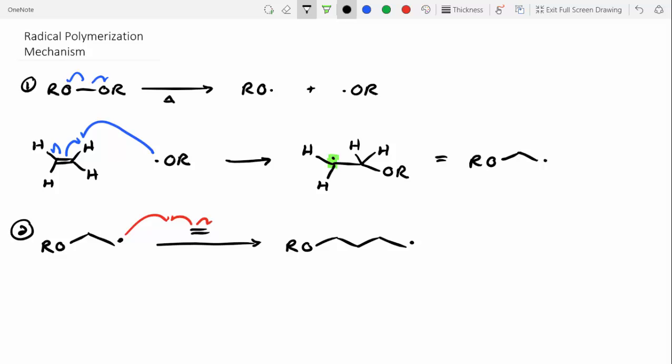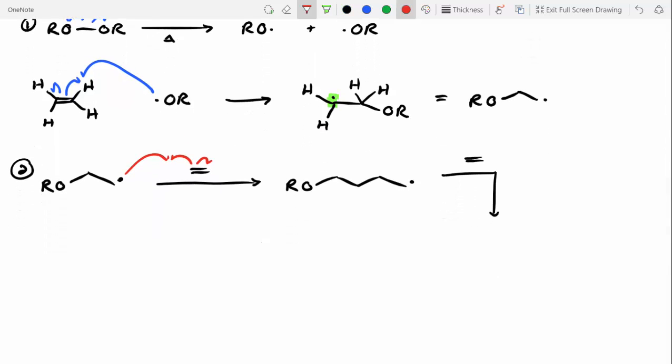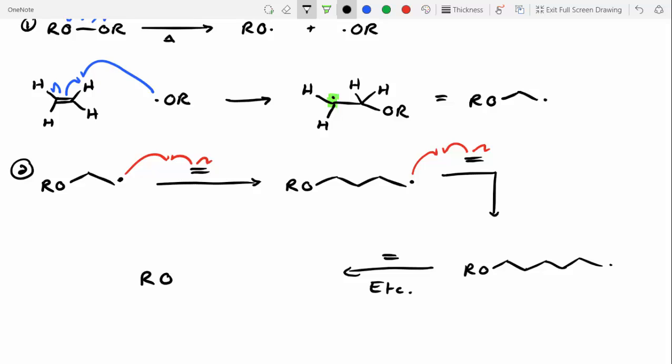What do you think can happen next? Yeah, we can do it over and over and over again. That's why these are called propagation steps, is that they could theoretically go on forever. So we could have this radical pop over, attack the pi bond, form a new radical. And I'm not going to draw this going on forever because that would take too long. But we can write etc. And we end up with some sort of super long polymer chain. And I'm going to put a little n in brackets there.